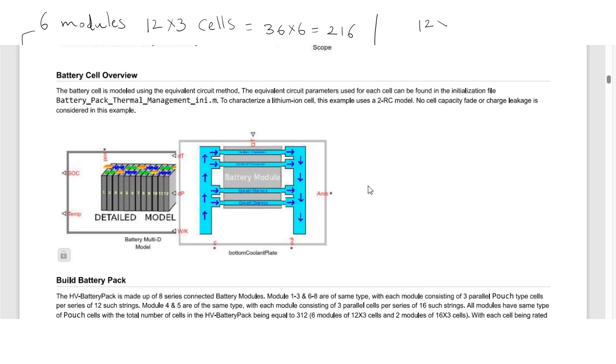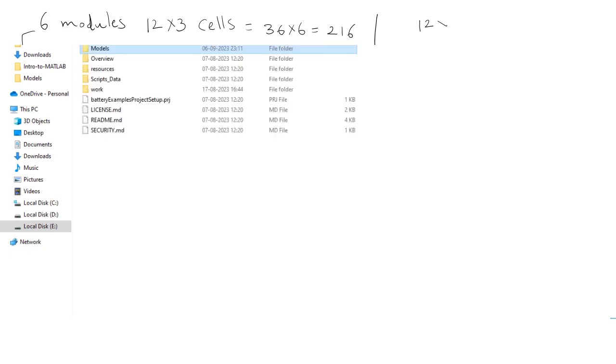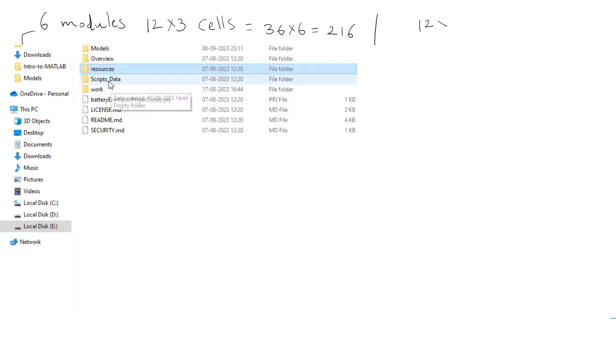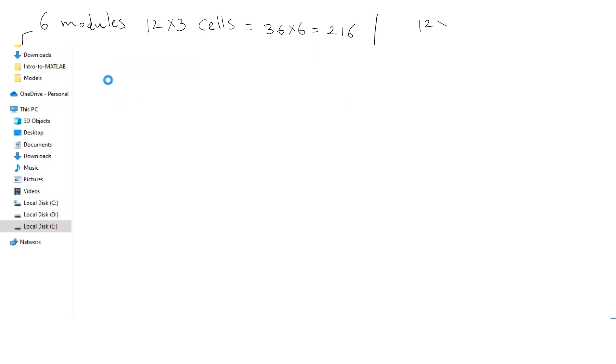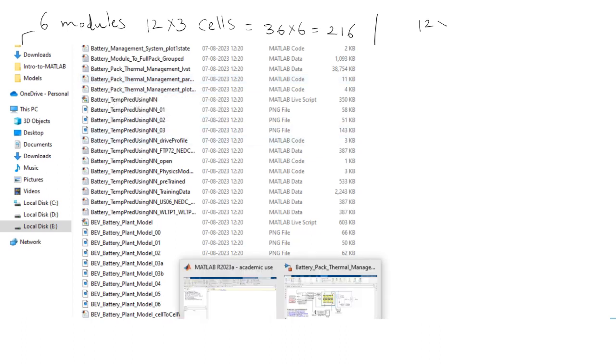So the equivalent circuit parameters used for each cell can be found in the .m file. .m files will also be there here in the resources. Not resources, sorry. Yeah, in the scripts data, you will see the M files or data files. Okay.